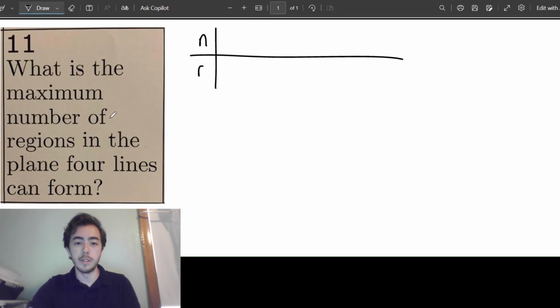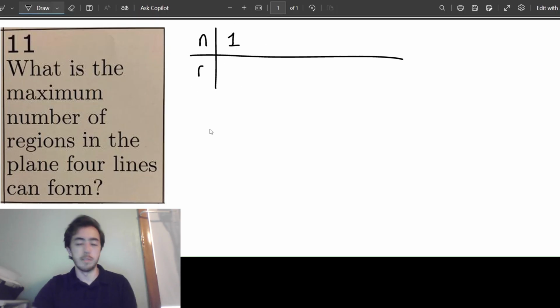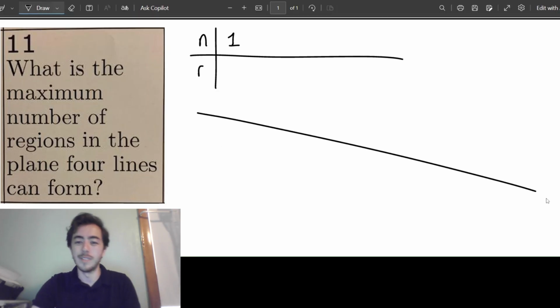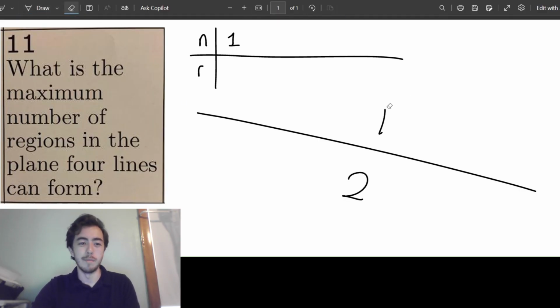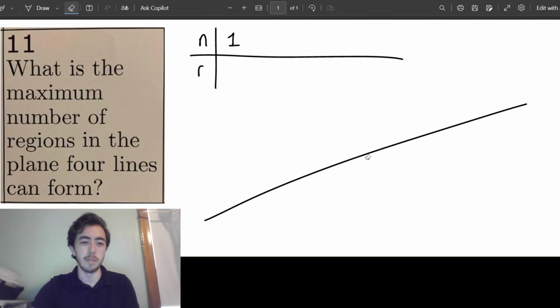So if we were just doing 1 line, I'll do n for the number of lines and r for the number of regions. This is really trivial because we could just pop a line down anywhere and then we divide the plane in half. There's not much else we could do. It doesn't matter which way our line is going right now because it just splits the plane into 2 regions.